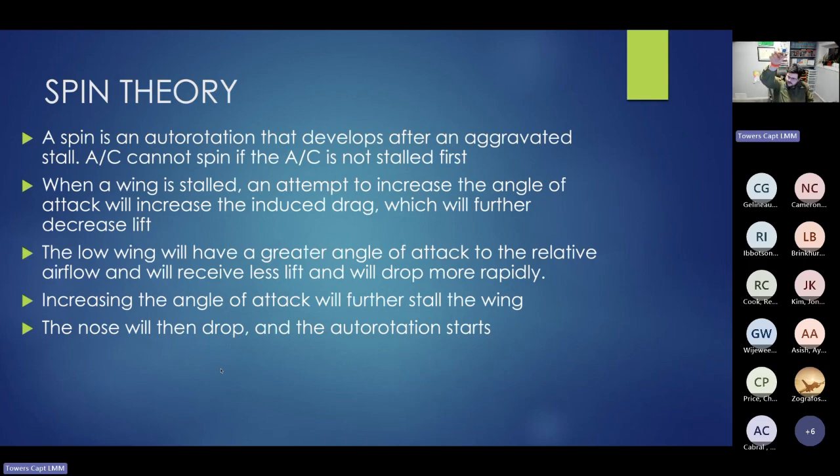So if you've got your plane here, you're lifting up, you stall, one wing drops, you try and pick it up by pulling back on the stick, you're pulling back, it's dropping more, and you're in a spin.